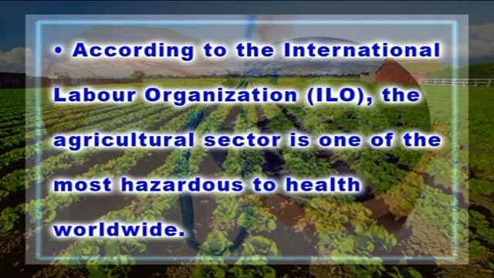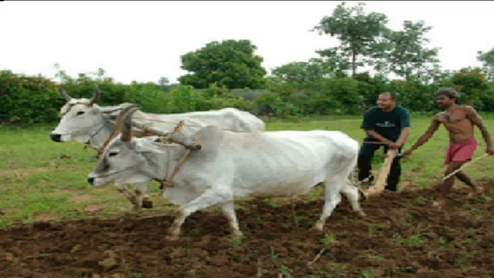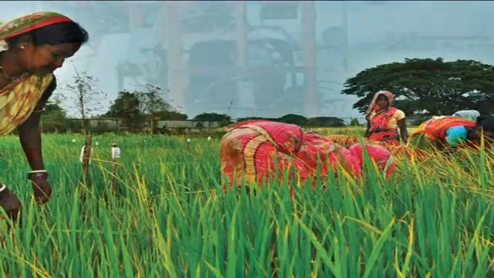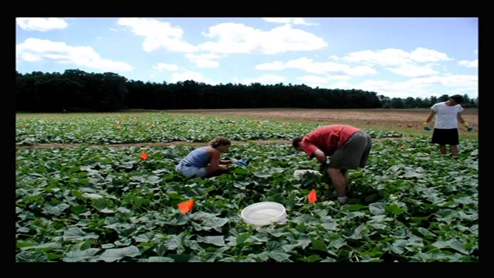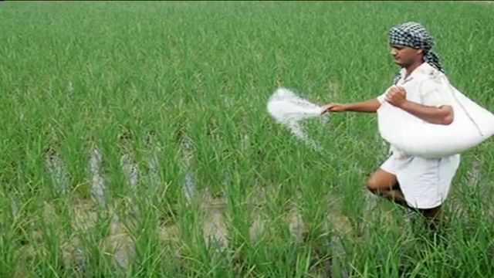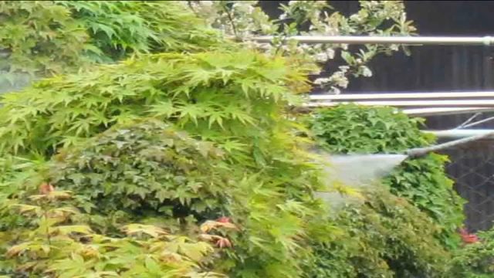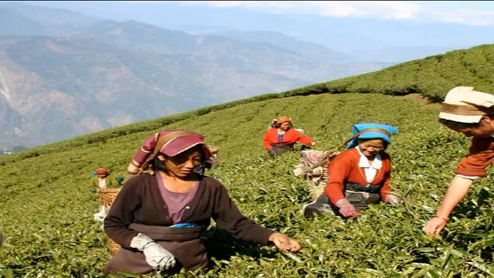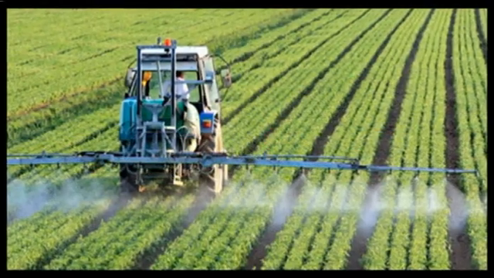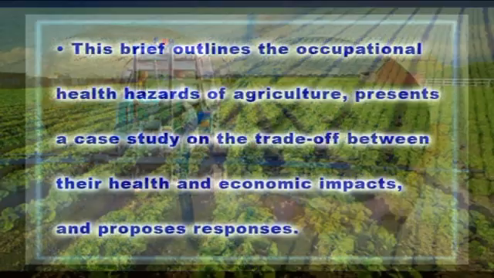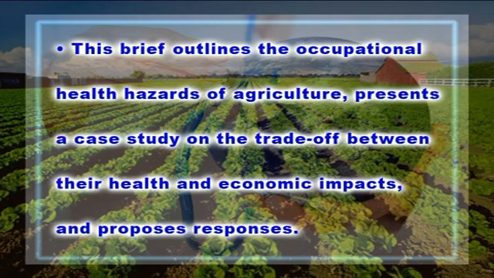According to the International Labour Organization, the agricultural sector is one of the most hazardous to health worldwide. Agricultural work possesses several characteristics that are risky for health: exposure to the weather, close contact with animals and plants, extensive use of chemical and biological products, difficult working postures and lengthy hours, and use of hazardous agricultural tools and machines. This brief outlines the occupational health hazards of agriculture, presents a case study on the trade-off between their health and economic impacts and proposes responses.